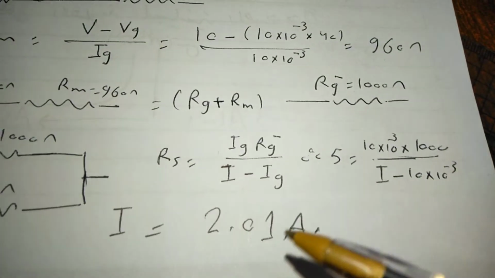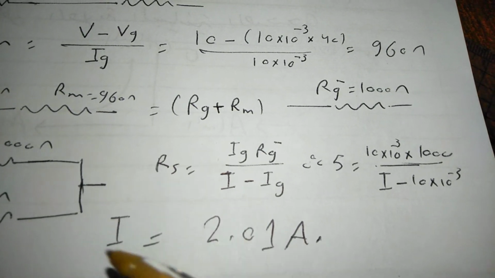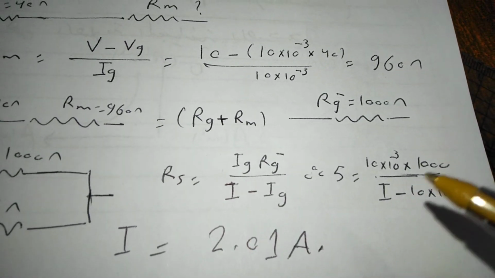And the final step here is to get the total current. The ammeter is 2.01 ampere.